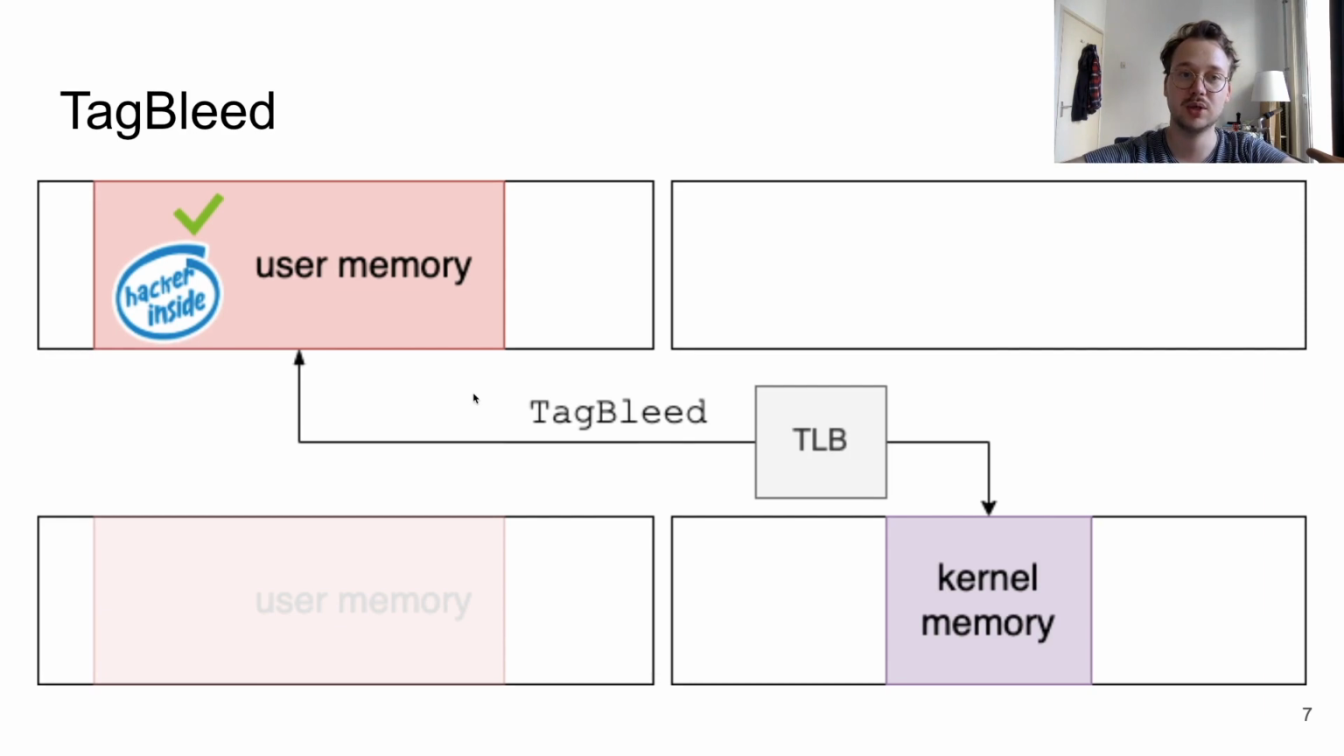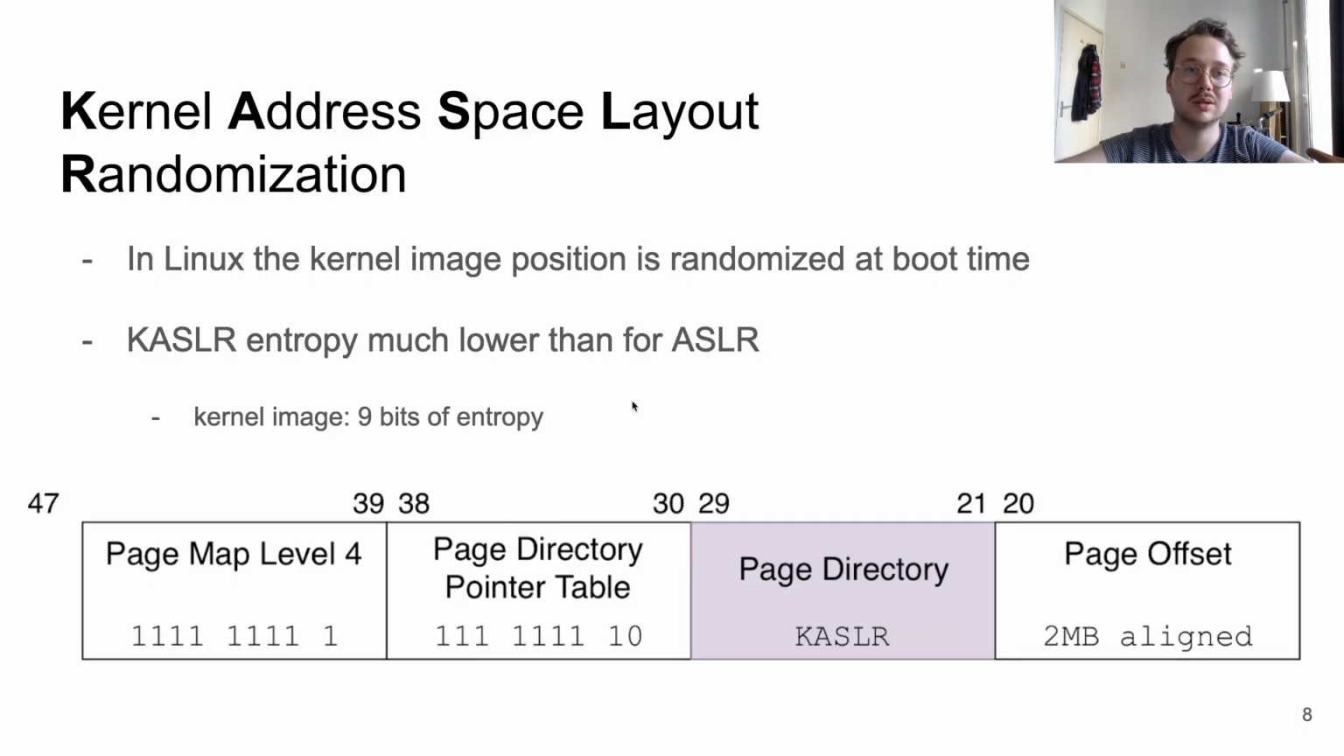And today I'm going to present to you TagBleed, which, even though the kernel is no longer mapped in the address space of the user, allows us to derandomize the location of the kernel using information in the TLB. And we can perform such an attack in under a second. Let's talk about KASLR in Linux. So in Linux, it is randomized at boot time for the kernel image. And KASLR entropy is only 9 bits, which is much lower than for user space ASLR. And those 9 bits are the entire page directory.